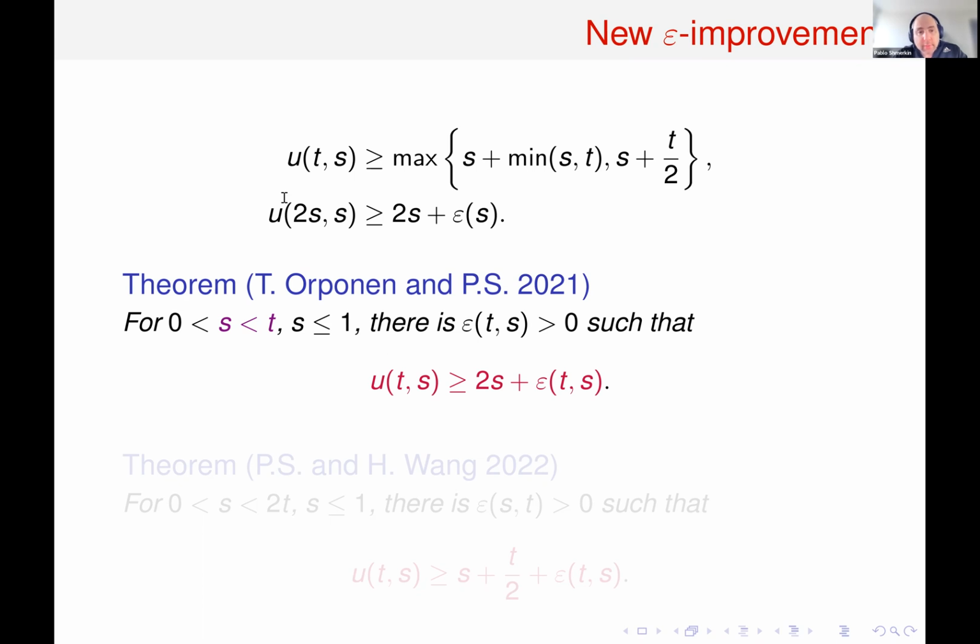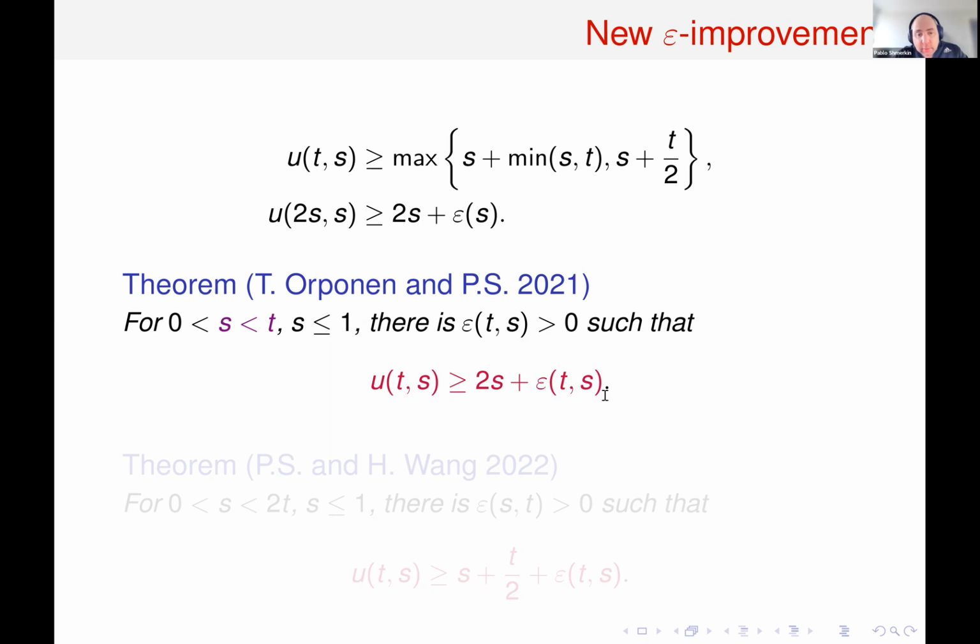So in other words, in the case of U2s, we obtain this improvement, but t has to be much larger than s. It has to be double the size of s. Here, t has to be any number larger than s, even just a little bit larger, and we get the same result. Of course, the epsilon will depend also on t in this case.